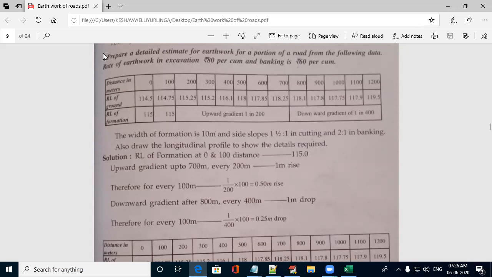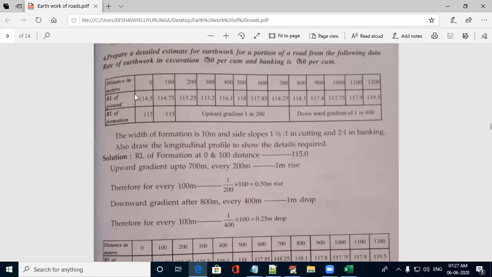Now I'm going to explain the fourth problem of the notes which I have already shared. I hope you are okay with the first problem which I have explained. Now let us see this. Here they ask you to prepare the detailed estimate for the earthwork for the portion of road from the following data. Rate of earthwork in excavation is 80 rupees per cubic meter, and for banking, that is for filling, it is 60 rupees. And they have given the details like this.